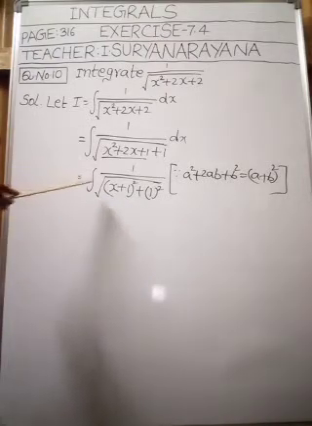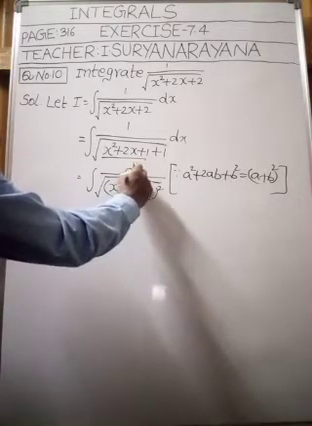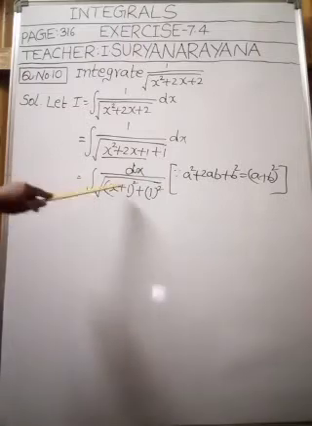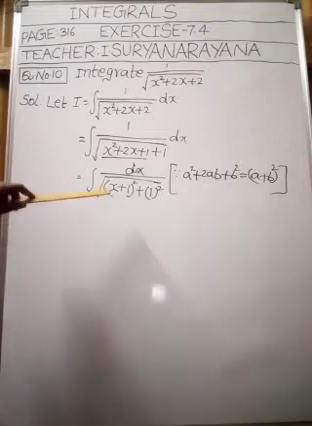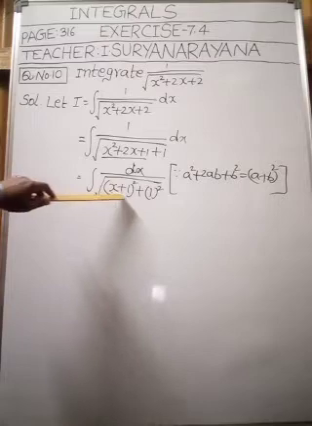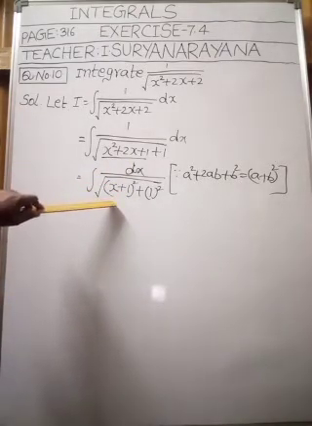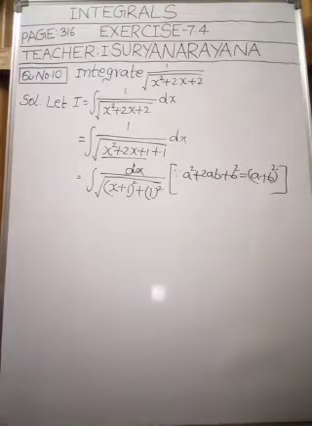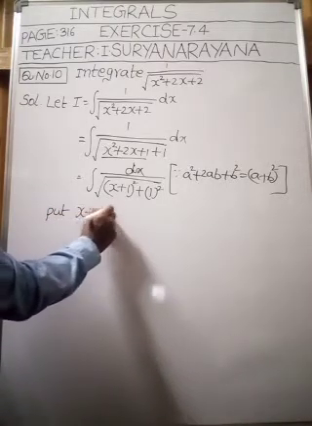Now, if you observe this function, I am writing dx in the numerator: integral dx by. Now, we use the substitution method. What is here? X plus 1 whole square is there. So, to convert this integral into one of the standard forms, let us take x plus 1 is equal to t. Put x plus 1 is equal to t.